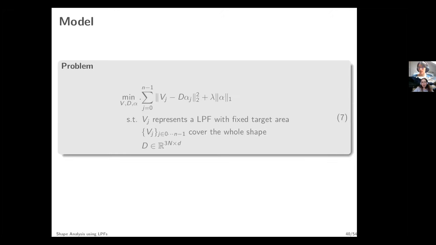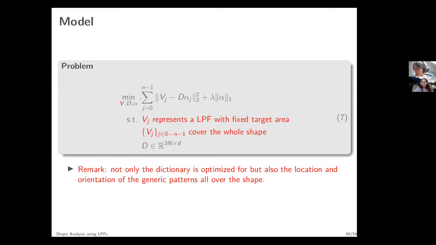So how can we state that mathematically? It's just an optimization problem. We have a dictionary learning problem, which is quite classical. The only difference with before is that you have an L1 penalty on the coefficients instead of L0. It's slightly easier to optimize. And then what is less usual is that we also optimize for the representation of the LPF itself by allowing it to move or rotate while still accounting for the same area of the shape.